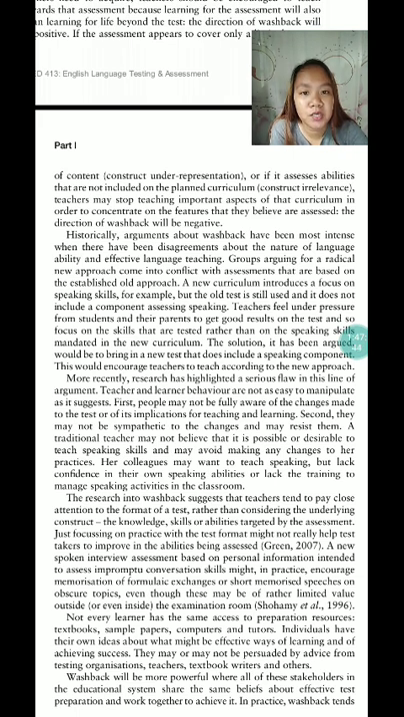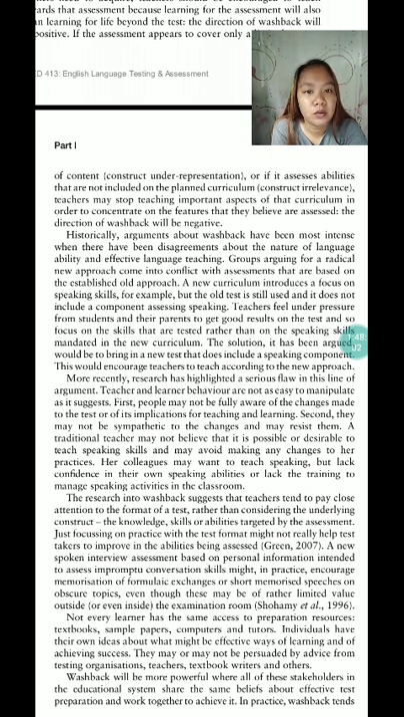teachers may stop teaching important aspects of that curriculum in order to concentrate on the features that they believe are assessed. The direction of washback will be negative.